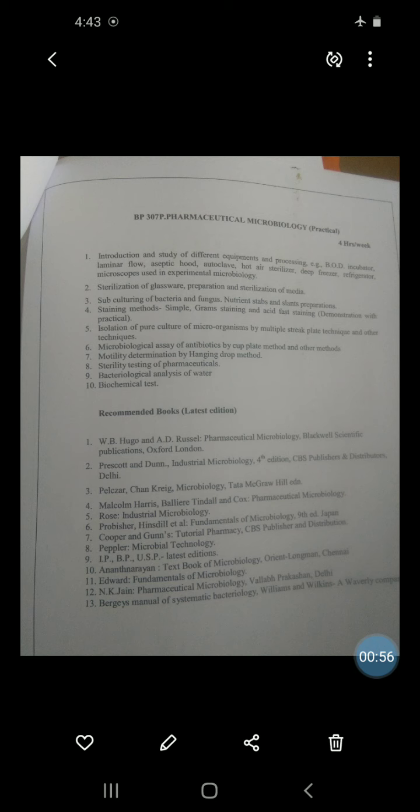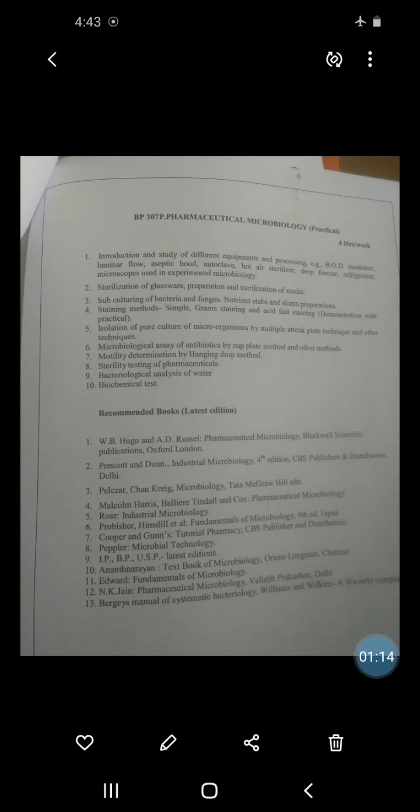So what is motility and who is responsible for motility? As I said earlier in the theory lecture, motility means movement, and who is responsible for motility? That is flagella. It is the part of the bacteria. Flagella is responsible for motility.